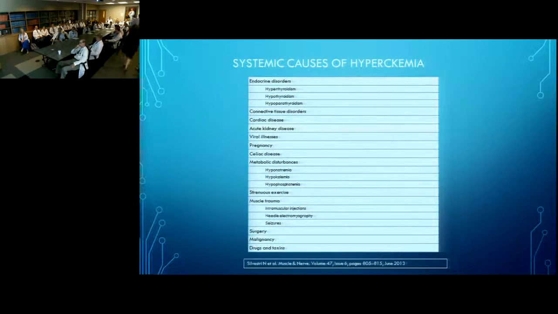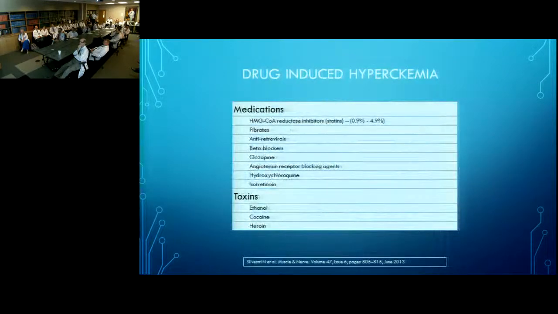And metabolic disturbances like hyponatremia, hypokalemia, and hypophosphatemia can also lead to myofiber damage. And we know that muscle trauma, like intramuscular injections, needle electromyography, seizures, and pregnancy can transiently elevate the CK levels. But I think most importantly in this group, the most important etiology we need to consider in every patient presenting with high CK level is a drug's toxic effect of certain medications. And I'm going to list these medications in a separate slide.